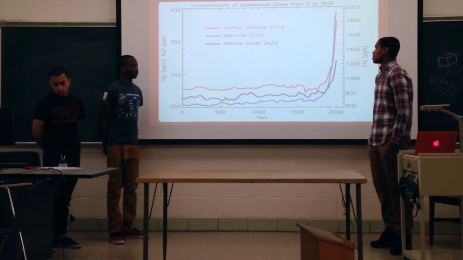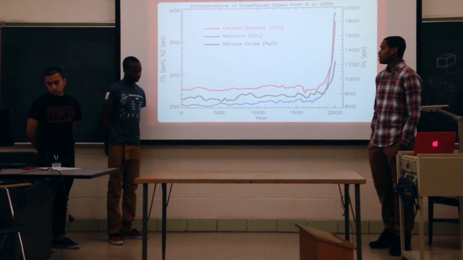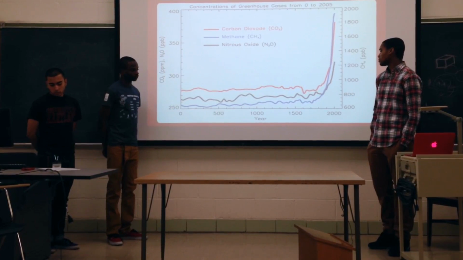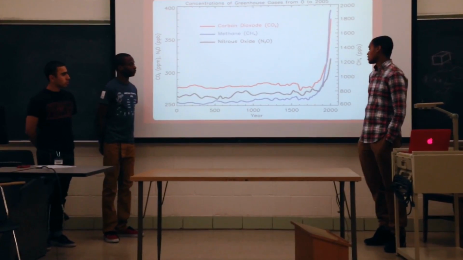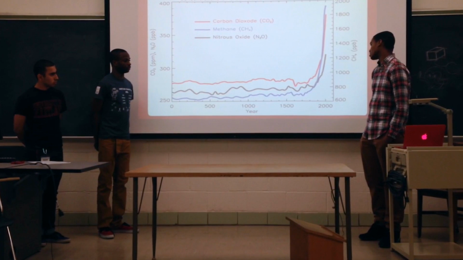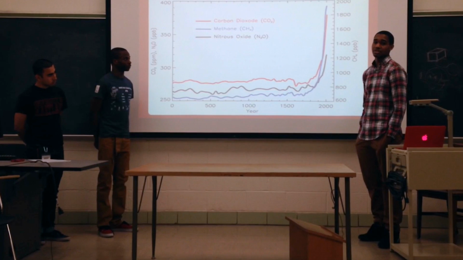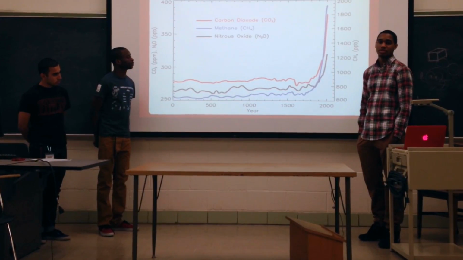So as you can see, this is a chart of greenhouse gases over history. Throughout history, the greenhouse gases remain pretty consistent and stable, but in the 1700s and 1800s, we can see that greenhouse gases increased exponentially. We can attribute that to the Industrial Revolution.